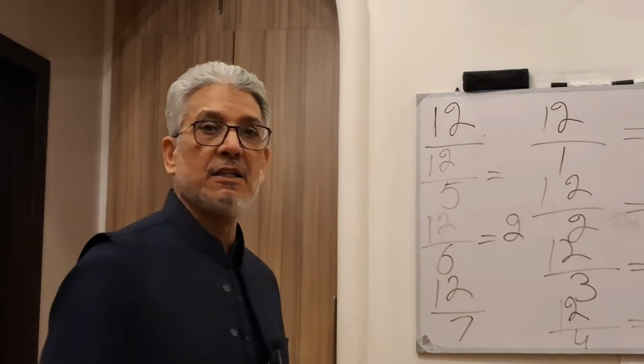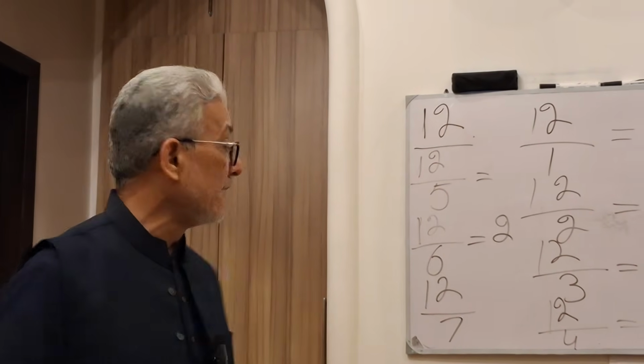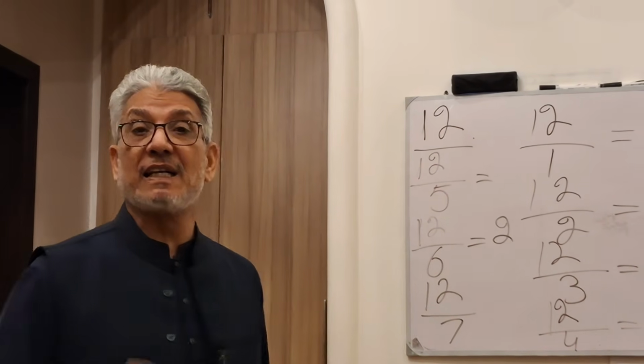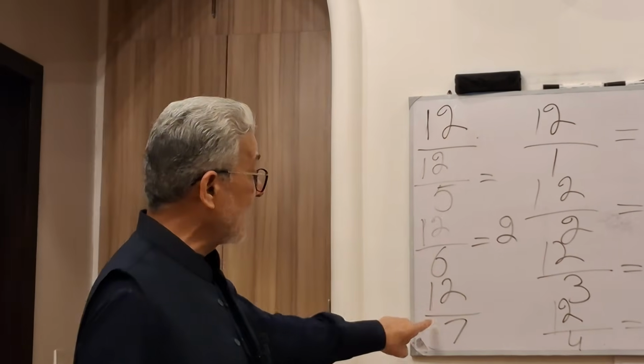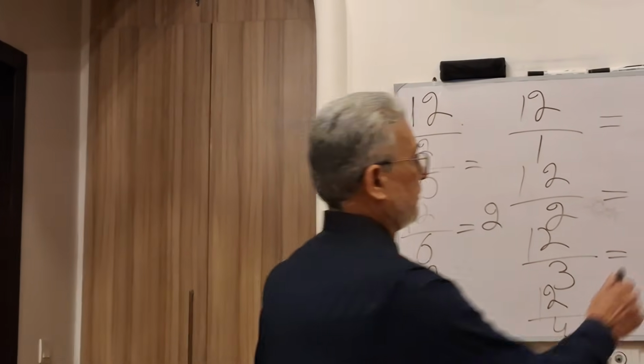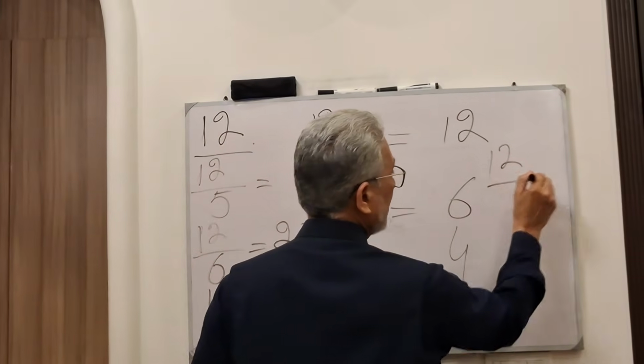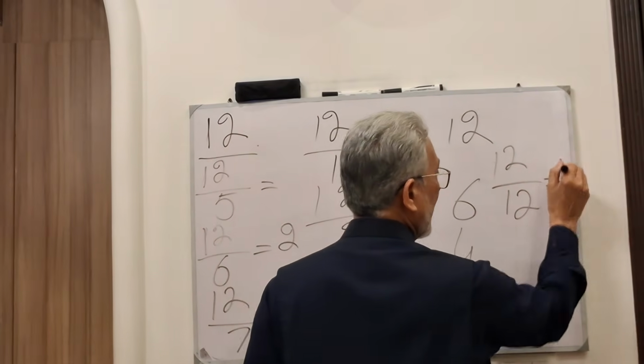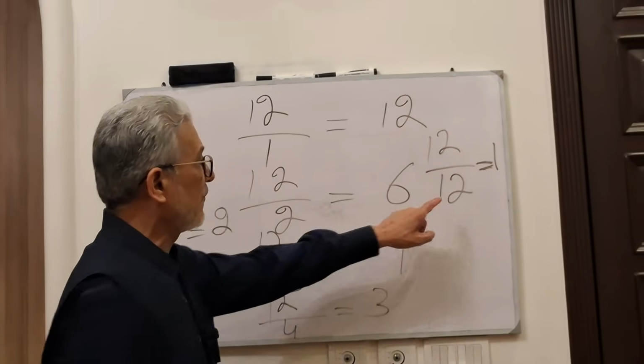Divide it with 9. No, you will get remainder 3. Divide it with 10. No, you will get remainder 2. Divide it with 11. No, you will get remainder 1. Divide it with 12. 12 divided by 12 is equal to 1. Yes, 12 is a factor of 12.